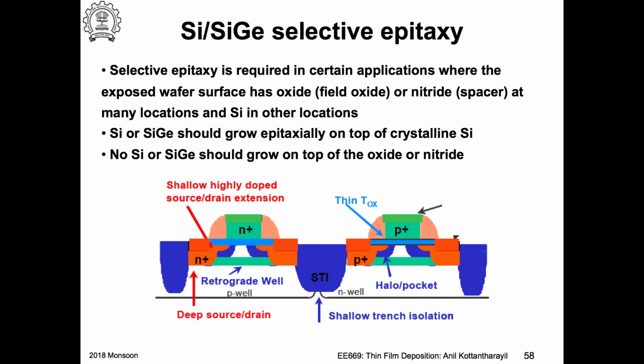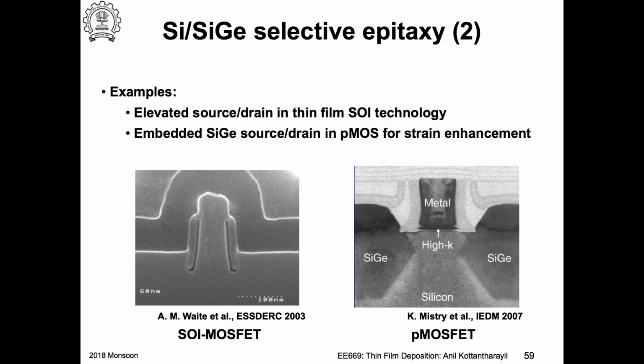You know this, right? There is a lot of HCl in our stomach. But it's not that acid, because that is HCl gas dissolved in water. This is dry HCl. So you mix that. This is the description we had, right? Silicon or silicon germanium should grow epitaxially on top of crystalline silicon, and no silicon or silicon germanium should grow on top of oxide or nitride. That is our requirement. These are two examples.